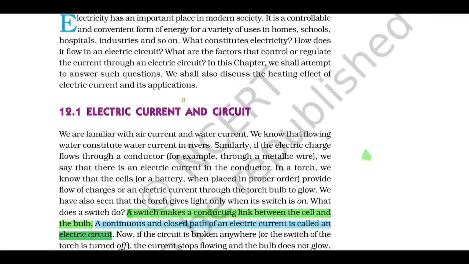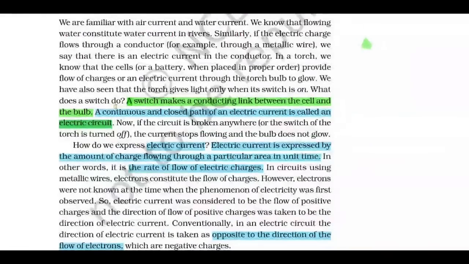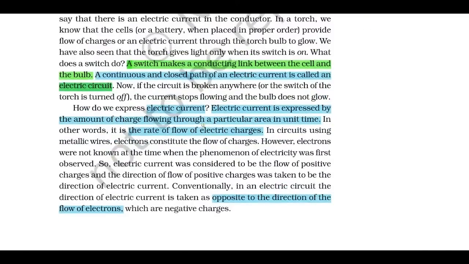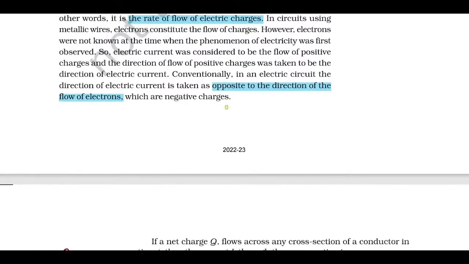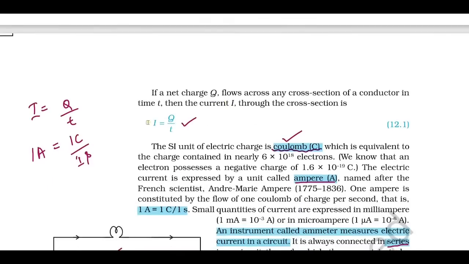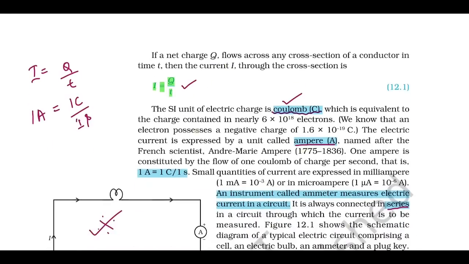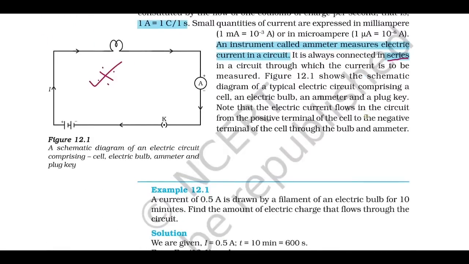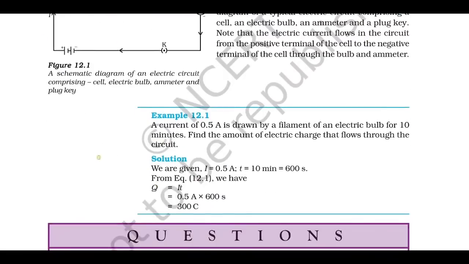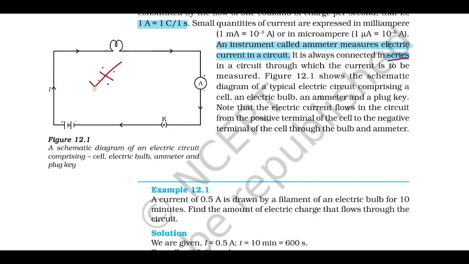Now we'll do a small recap. We started with defining a switch, an electric circuit, the definition of electric charges and the conventional flow of electrons, the definition of current, the SI unit of current, that is ampere, define 1 ampere, what is an ammeter, how it is connected in an electric circuit, and the important diagram, a simple electric circuit.